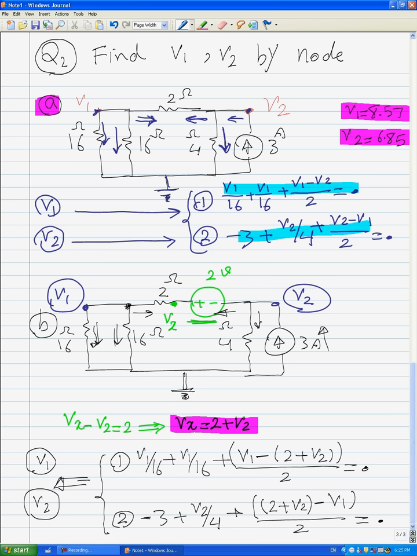Again, for node 2, we have this current and this current. Again, we have two equations and two unknowns. And immediately after simplifying, we can find out V1 is equal to 4.6 and V2 is equal to minus 30.1.